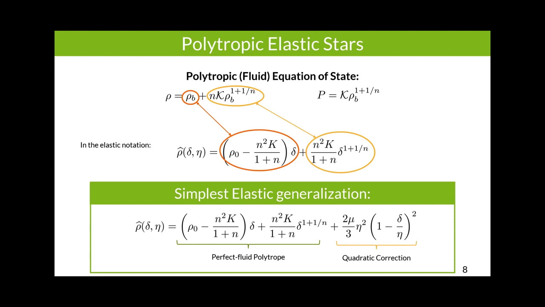So if you want to do a simple elastic generalization, the first thing that you can do is put in, for example, a quadratic term. This is the perfect fluid piece, and then you just add, let's say, a quadratic correction in terms of this delta and eta. There are some other properties that I did not say. For example, when delta and eta are 1, this must vanish. So that's why it has this specific form here. But you don't need to worry too much about that. This is just the simplest term that you can do. And this mu here is the shear modulus of the material. This is another elastic parameter that appears in the theory of elasticity.